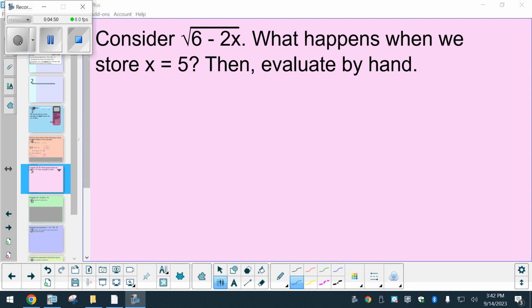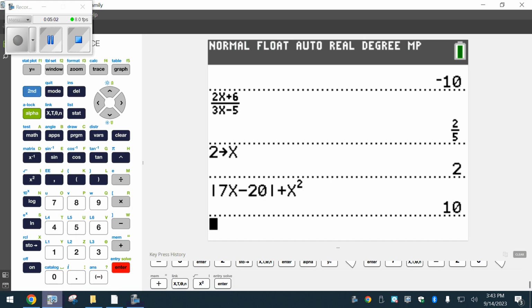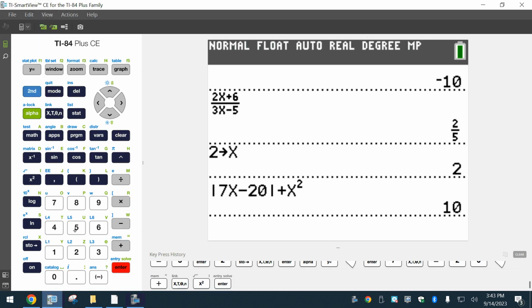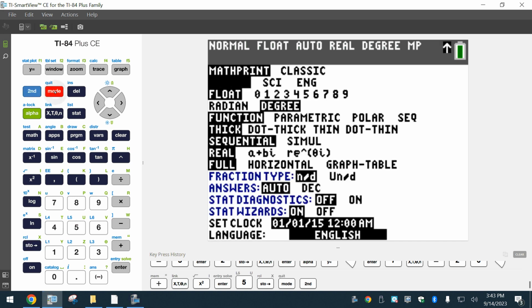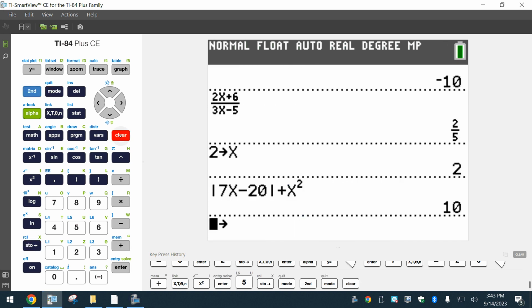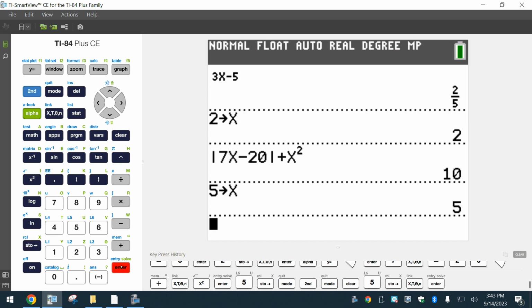Okay, and we want to try using the calculator and by hand so you can see what the calculator is kind of telling you. So let's say we're going to store x is 5. I'm going to go back, just minimize that. I'm going to do 5 store. Oh, wrong thing. Hit clear. 5 store x. Hit enter.